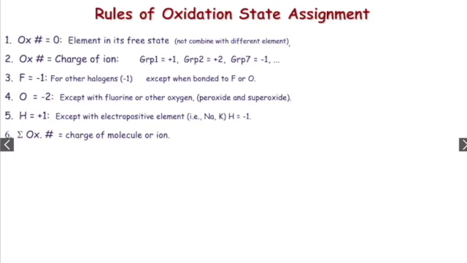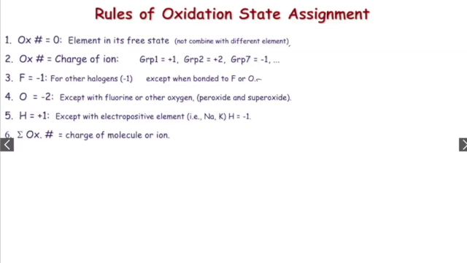Free states. The oxidation charge of group 1 generally is +1. That's the most common. Group 2 is +2. Group 7 is -1. Okay, and then the others can vary. They have variable oxidation state. Fluorine is your most electronegative element. So therefore, fluorine will always have an oxidation state of -1.